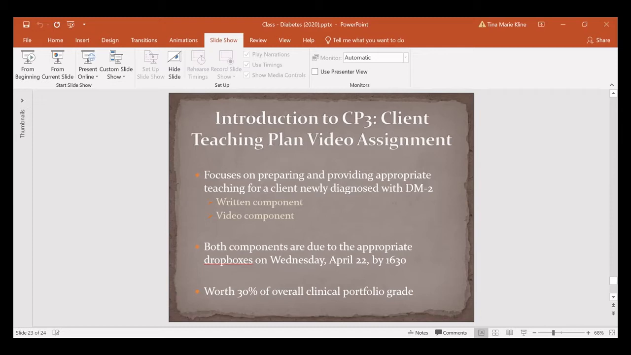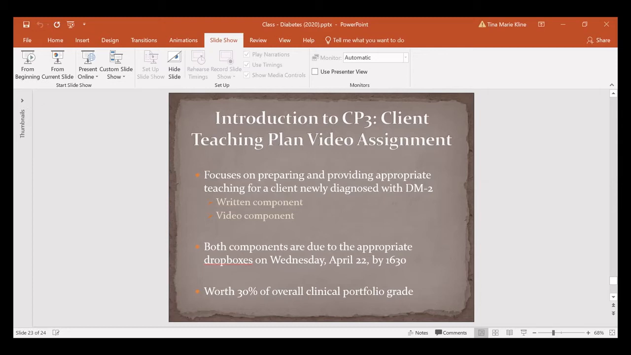Okay, so there are two separate drop boxes. There's a regular drop box for the written component, and then there is a video drop box. And these are both on the clinical Plato site. And these are due Wednesday, April 22nd by 1630. This is for all students. And this one's going to be 30% of your overall clinical portfolio grade.